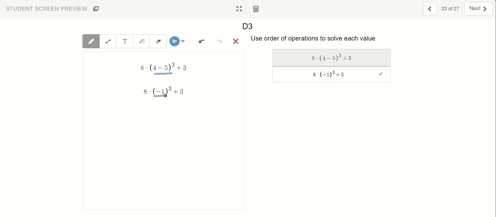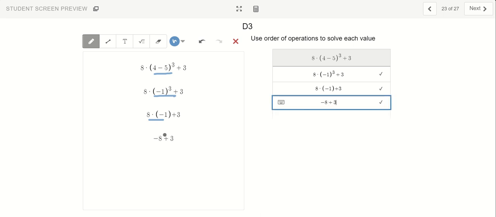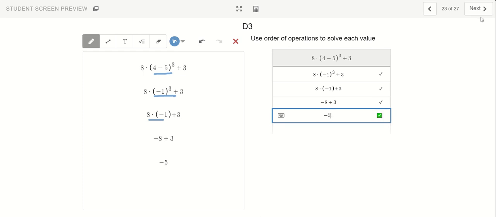Next, I'm going to do the exponent part. Notice that this is negative 1 times itself 3 times. So negative 1 times negative 1 times negative 1. That actually turns out to be itself. Turns back to negative 1. Okay. Before I can add, I need to multiply. That's next in my PEMDAS. So 8 times negative 1 is negative 8 plus 3. And then 8 reds and 3 yellows, those are going to cancel out to get negative 5.